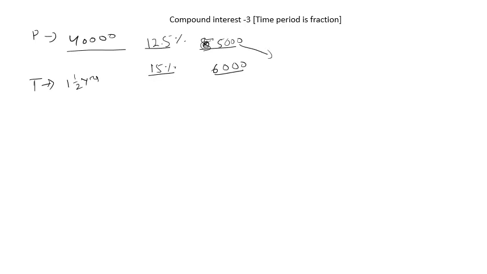And then 5% is 1/20, 15% is 3/20. 3/20 into 40,000, that is 6,000. Then the interest on the interest: first year interest is 5,000. 5,000 into 3/20, that is coming out to be 750, right?